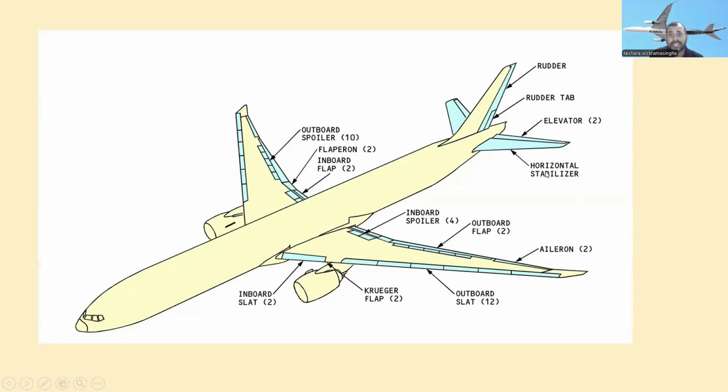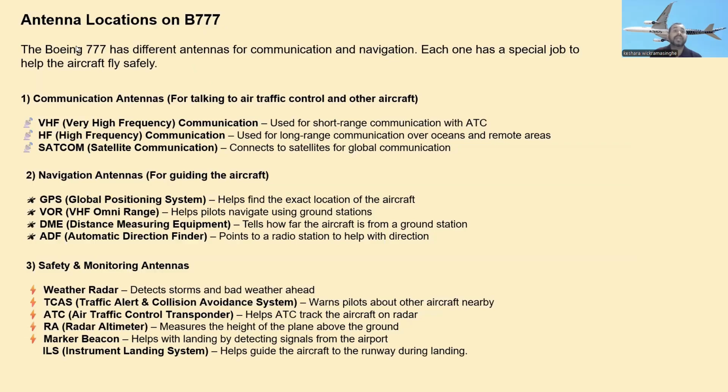They have 2 ailerons, and this is the horizontal stabilizer and the vertical stabilizer. The horizontal stabilizer has an elevator, and the vertical stabilizer has a rudder tab and the rudder. And this is the inboard slat, and here they have one Krueger flap. They have 2 Krueger flaps, and these are the outboard slats. Altogether they have 14 slats. All right, and let's go to the antenna locations.